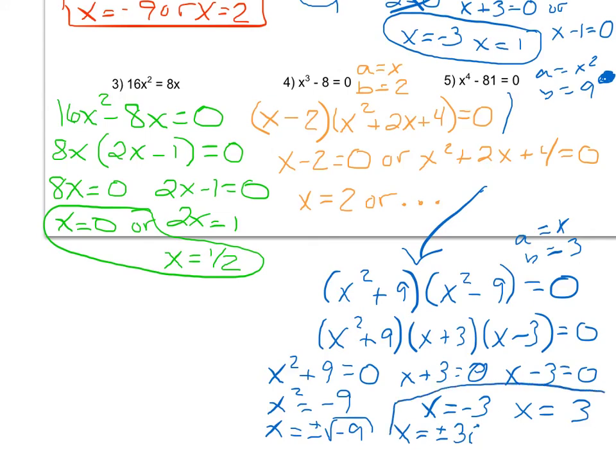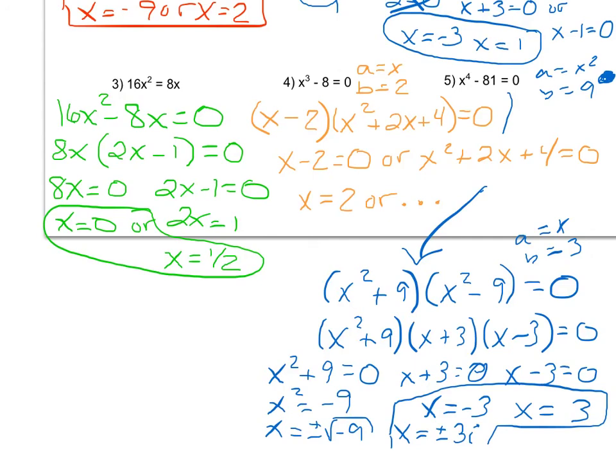And notice that I get 4 solutions, negative 3, positive 3, 3i and negative 3i. So notice I get 4 solutions and I have degree 4. It is always going to happen that way. Our degree is going to tell us how many solutions we should get. However, it's not always going to be real solutions. It's going to be our number of total solutions, both real and imaginary.